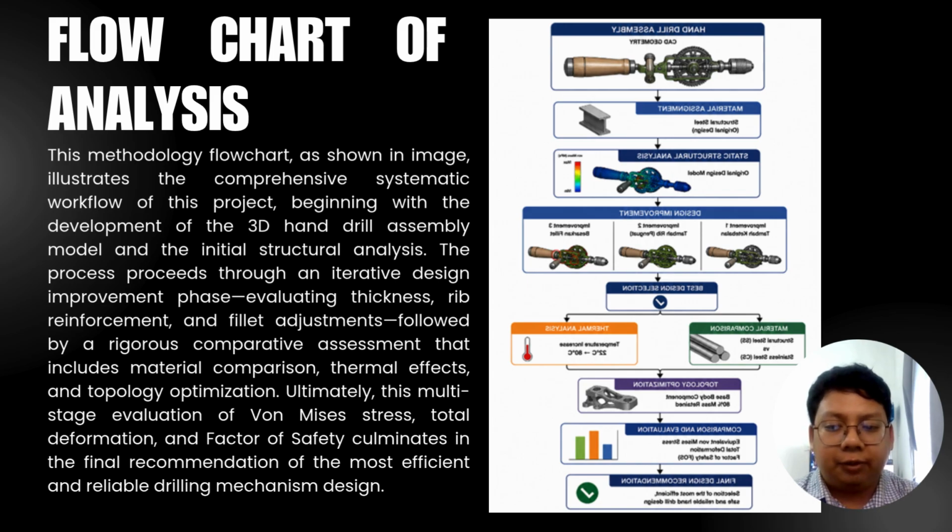The critical region identified from the original analysis was mainly located around the crank handle and gear connection. Three design modifications were considered: increasing the thickness, adding local reinforcement or ribs, and introducing a fillet at the critical transition region. After comparing the design results, further analyses were conducted. This included material comparison, thermal structural analysis, and topology optimization. Finally, all configurations were compared to determine the safest and most structurally efficient design.